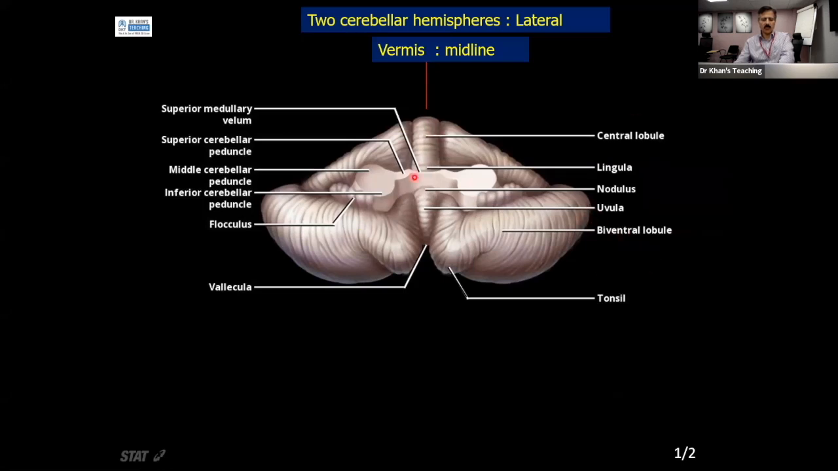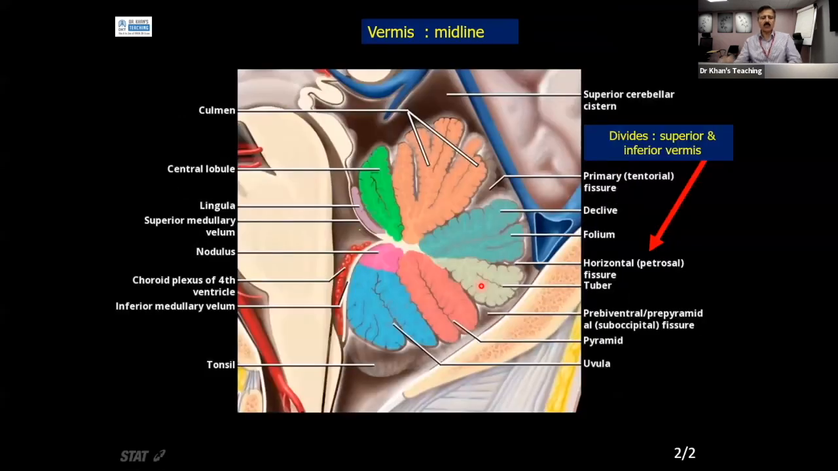So just an overview of this cerebellum. Midline is the vermis, and cerebellar hemisphere is right and left. Inferior-most portion is the tonsil. Now, this is the midline, and this is the vermis. Such a complex anatomy, if you want to go into details, and everything has got a name here.